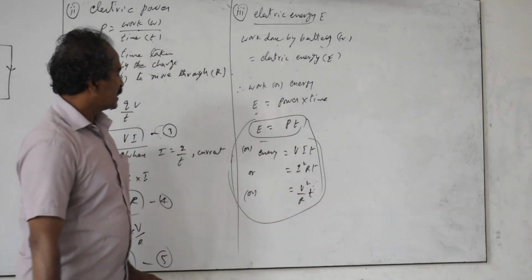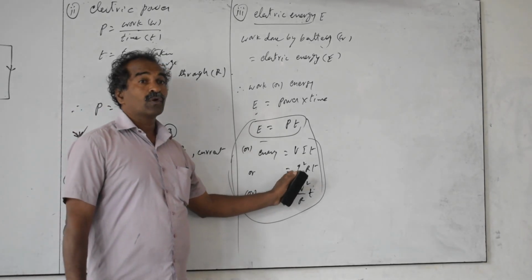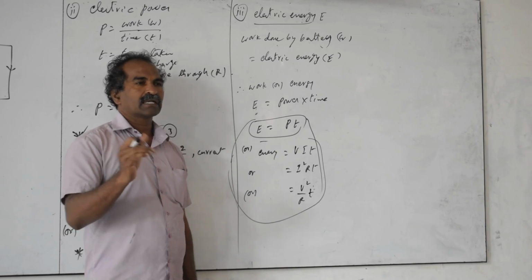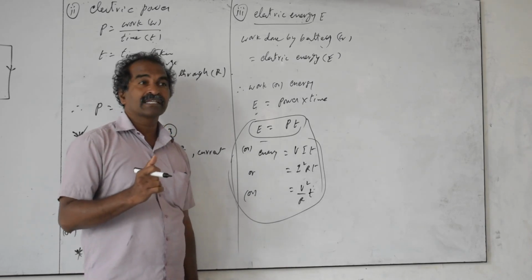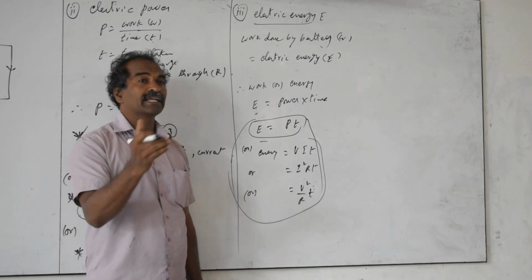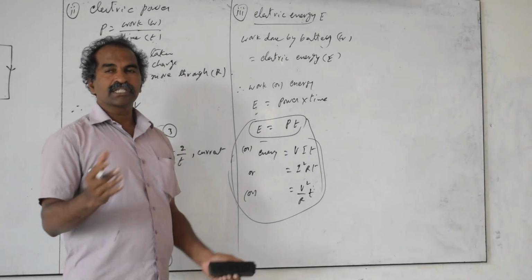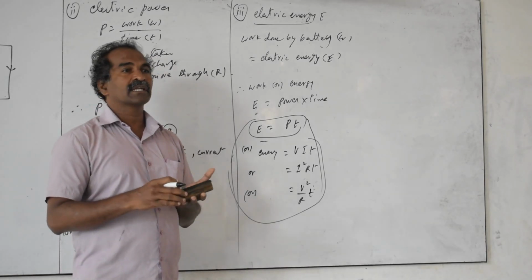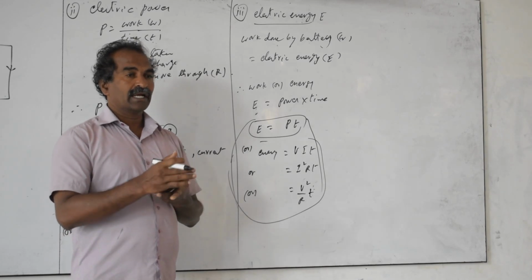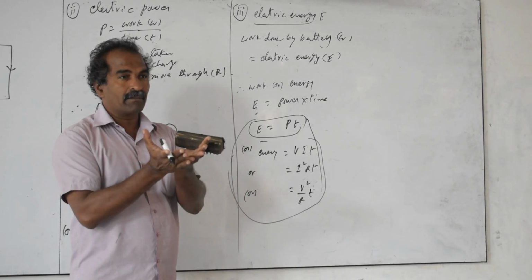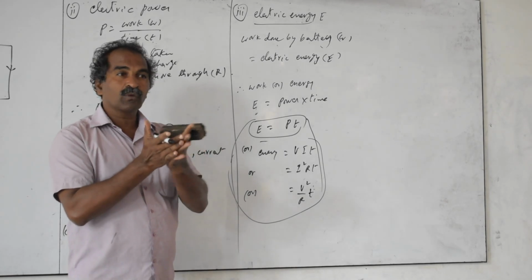And this I square RT is called joule heating, or joule heat. Work converted into energy. Joule gave the relationship between work and energy: W equal to JQ. Work is proportional to heat energy. Heat is produced only by doing work. That is the relation given by Joule. If you rub your hands without any fire, the hands become warm. Why is it becoming warm? You are doing work by friction.